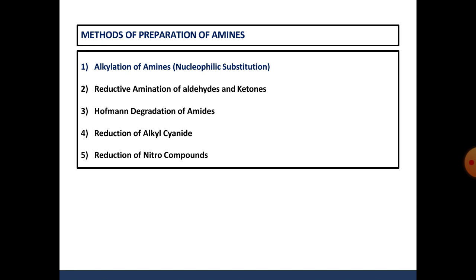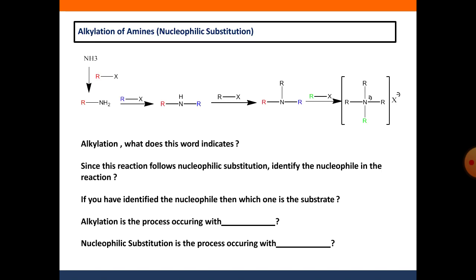Now we'll see the methods of preparation of amines. So there are 5 to 6 methods. We'll discuss one by one. First we'll take alkylation of amine. So in alkylation, we are reacting ammonia with alkyl halide. So it is nucleophilic substitution. The halide gets replaced with ammonia.